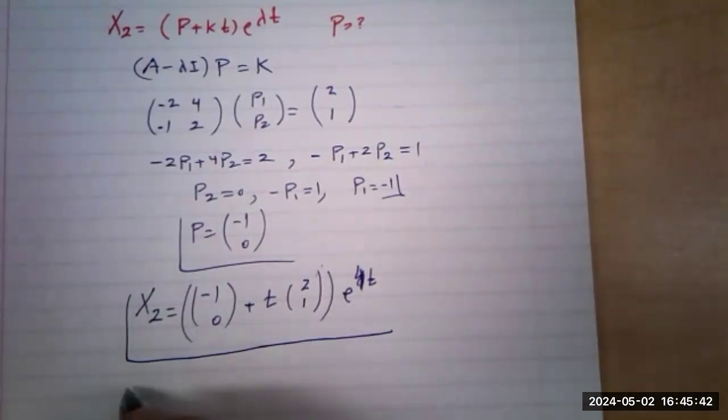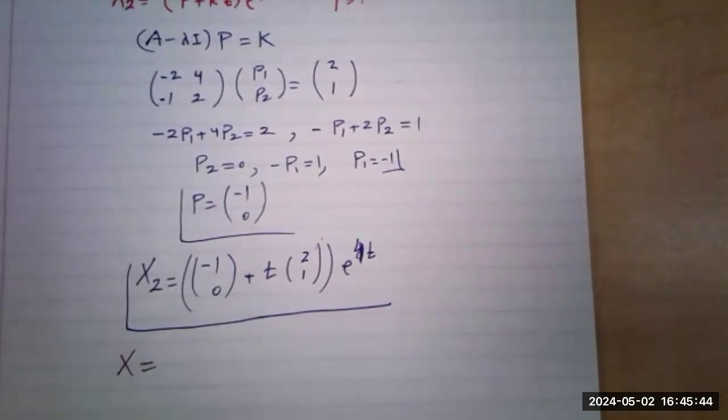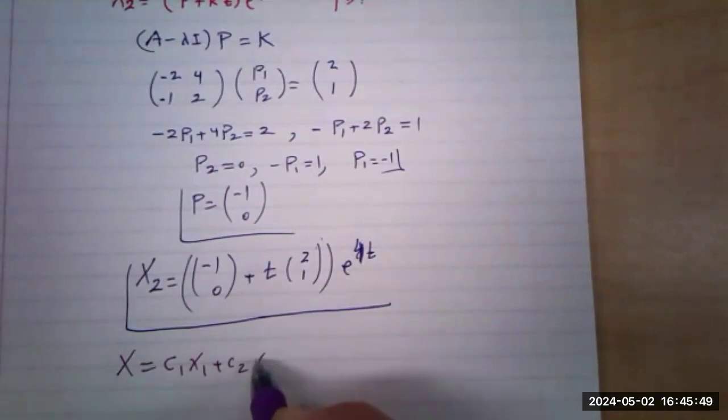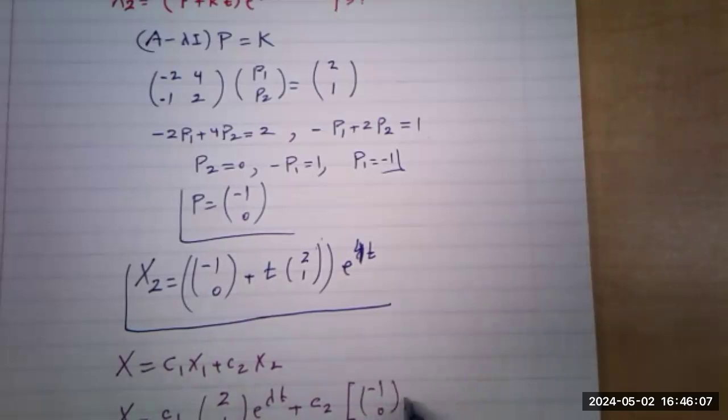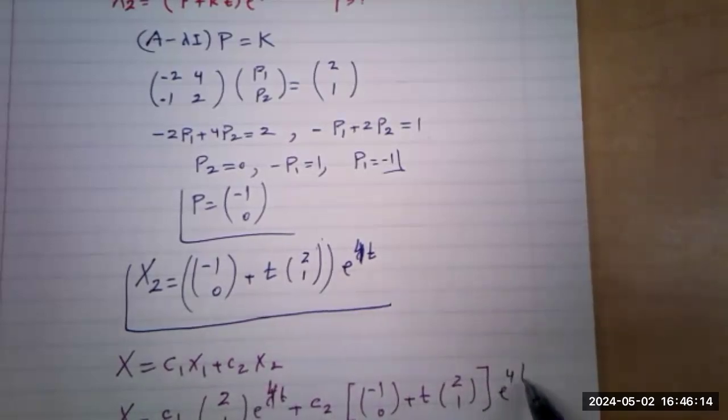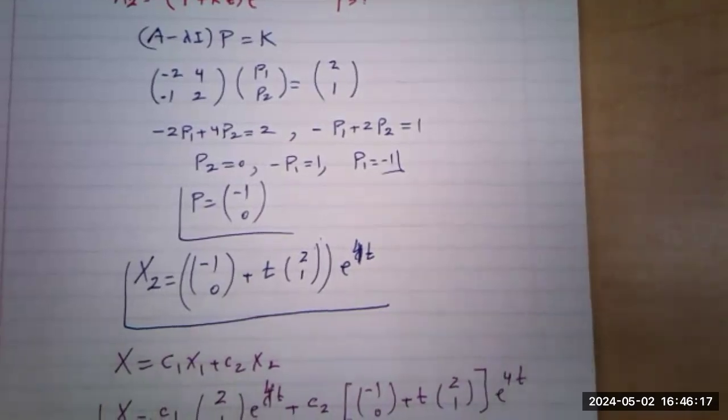Any question? X equals C1 X1 plus C2 X2. So X would be C1 times your X1, (2, 1) e^(4t), plus C2 times ((negative 1, 0) plus t times (2, 1)) e^(4t). This is the general solution.